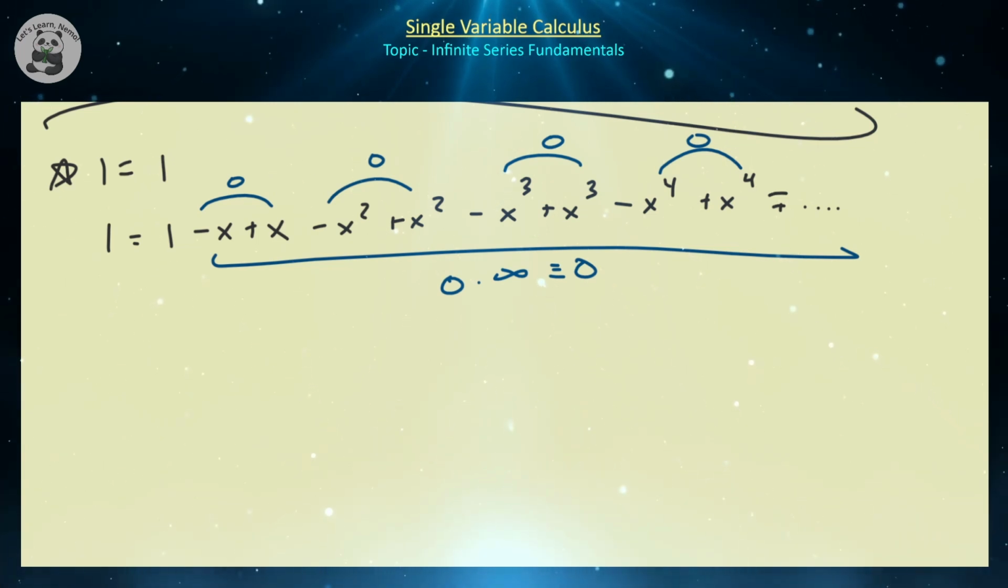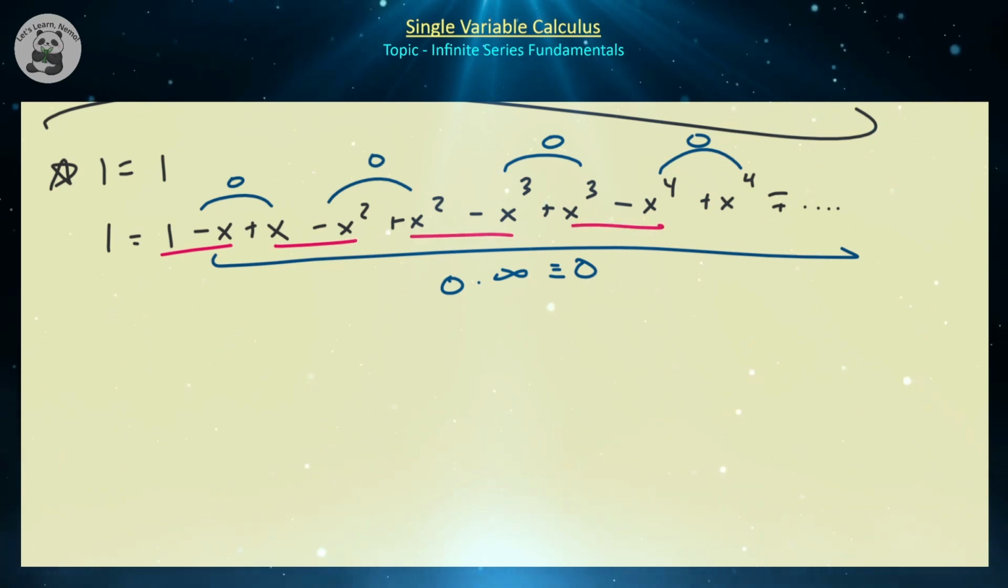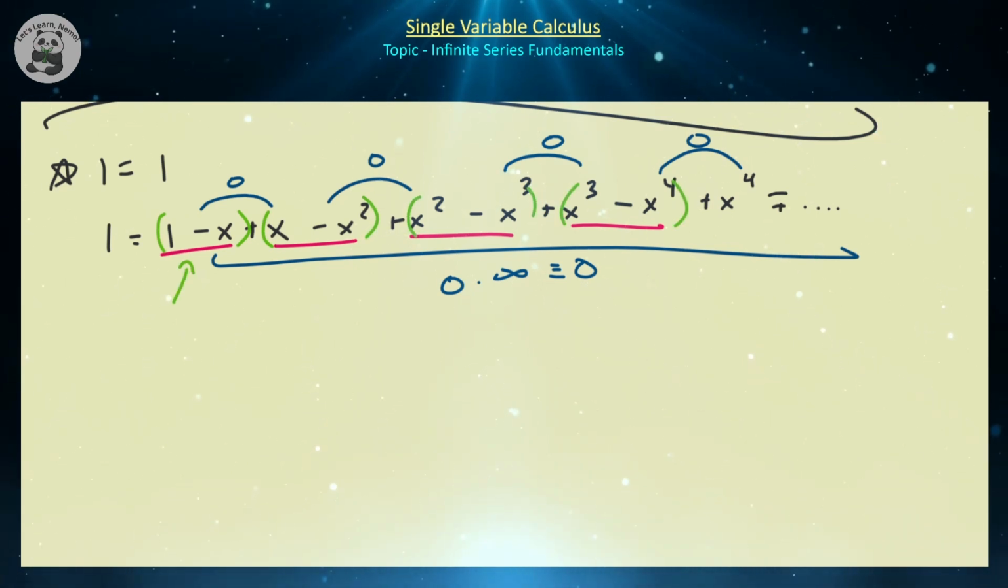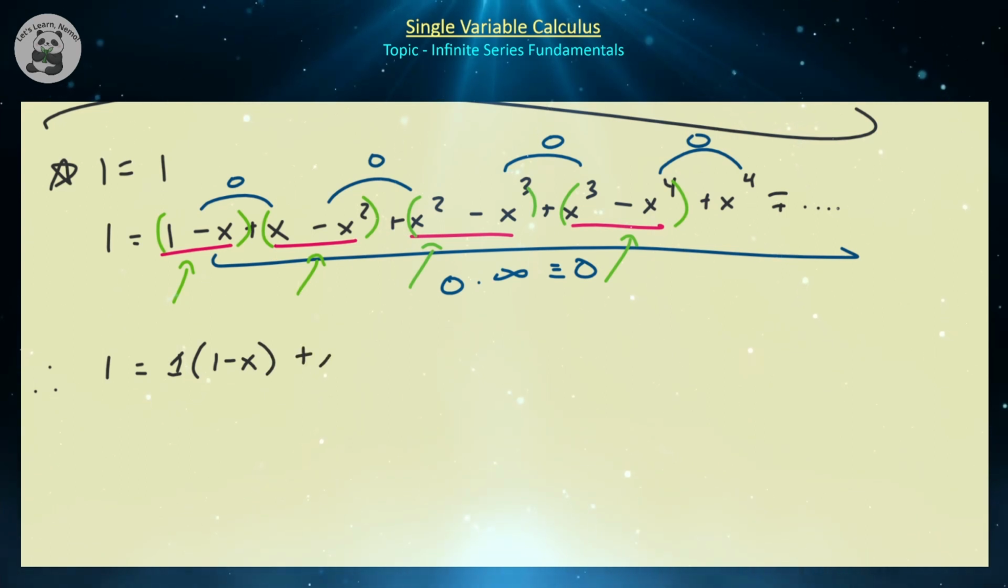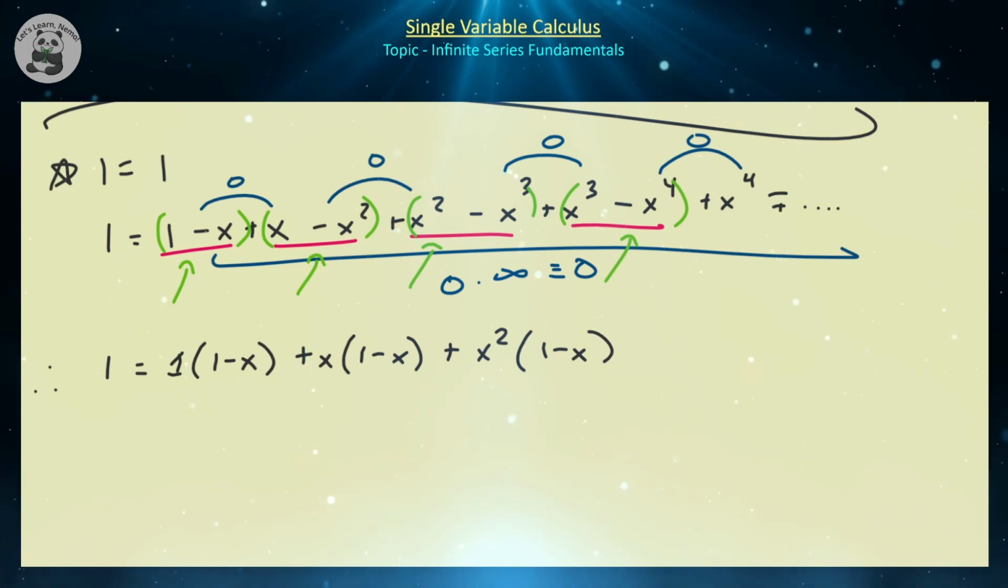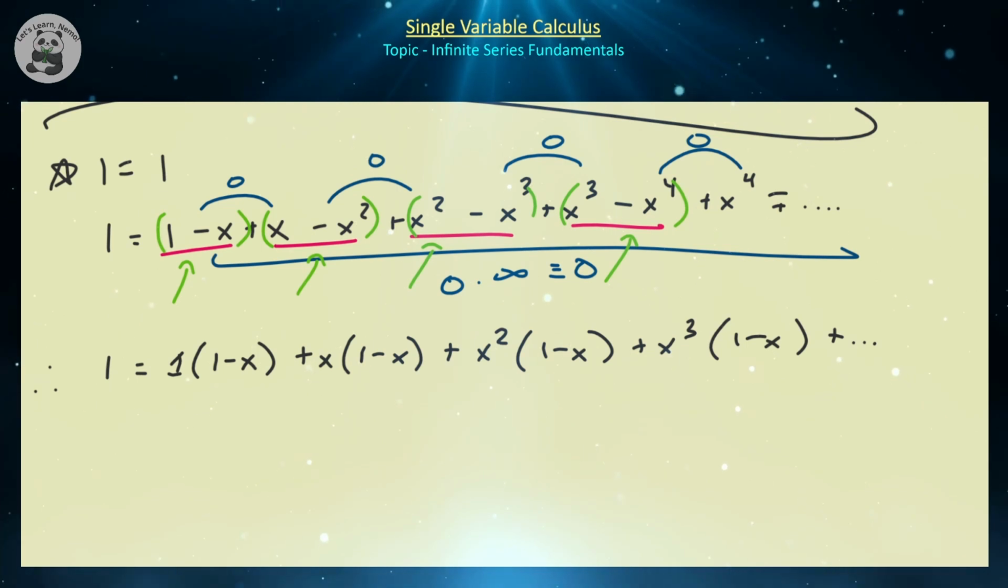So let's look at this expression that I have here. And what I'm going to do is factor by grouping. So I'm going to group these two terms together, those two terms, and those two terms. Notice that I can't really take anything out of 1 and x, so the greatest common factor would be 1. I can factor out an x here, an x squared there, an x cubed there, and so on. So that means 1 is the same as 1 times (1 minus x) plus x times (1 minus x) plus x squared times (1 minus x). We'll also have an x cubed in the next term, times (1 minus x), plus and so on.